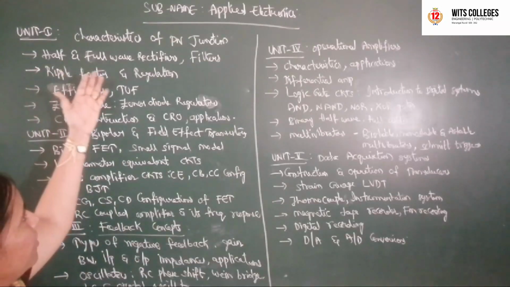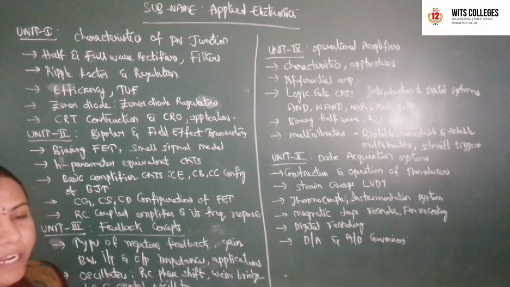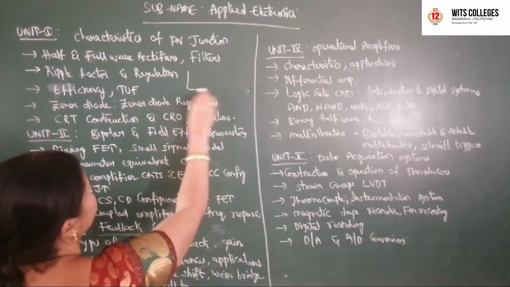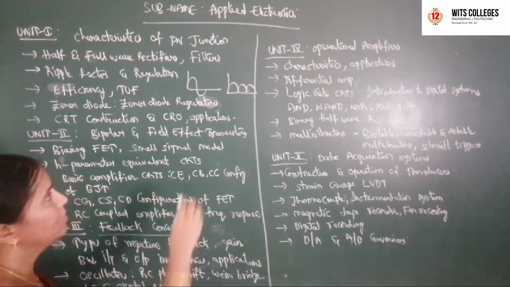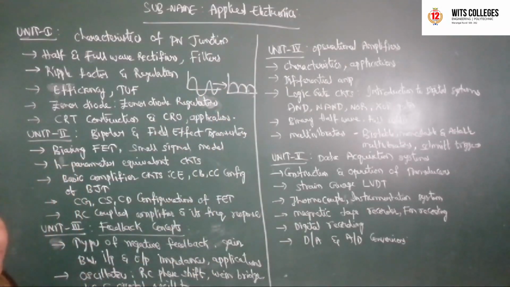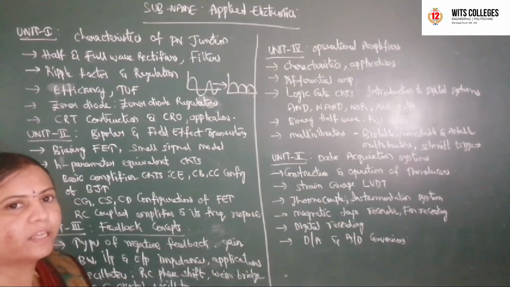Coming to the next one, half wave and full wave rectifiers. Okay na? So the rectifier is used to convert AC voltage into pulsating DC voltage. So this is the AC voltage and it is converted like this. This is AC voltage. It is converted like this. So rectifiers are used to convert AC into pulsating DC. So that is the meaning of rectifiers. In this you can study about the half wave and full wave rectifiers and filters.